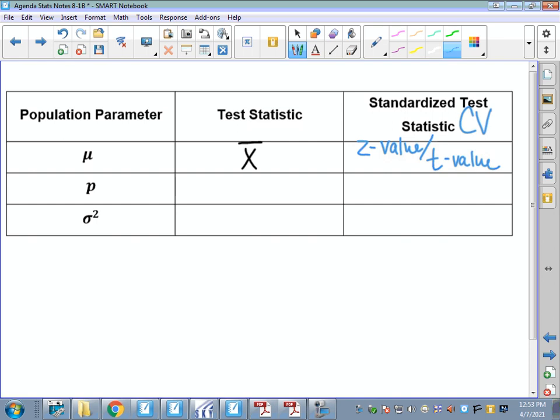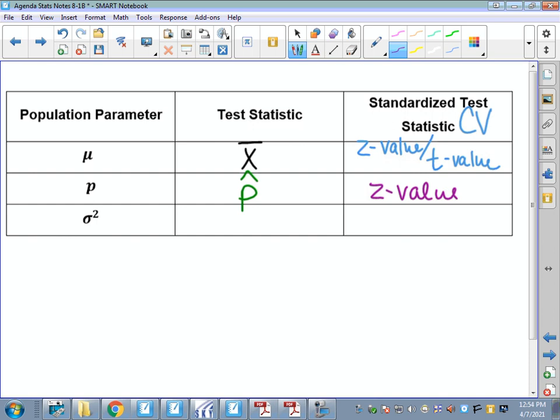If our population parameter is P, remember that's proportion. That's the proportion of the population that has walked into something while texting. So our test statistic for that is P hat. Hopefully you remember that. And our critical value for P hat and P problems is always going to be our Z critical value.